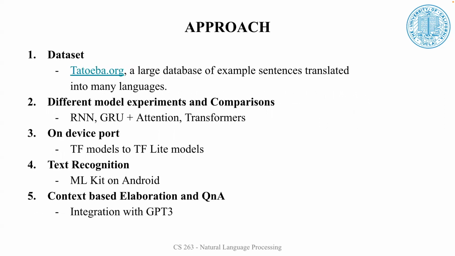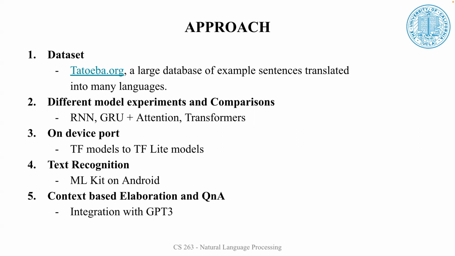So now let me talk about the approach. The approach has five components. The first one is the dataset. Here we are using the Tatoeba.org large dataset, which has parallel translation data that provides sentence-by-sentence translation from an input language to a target language.